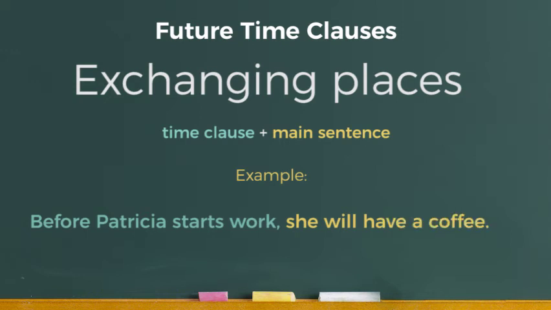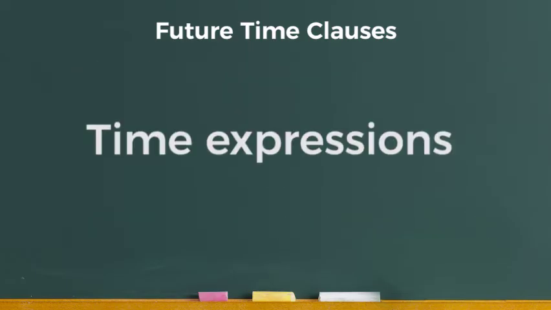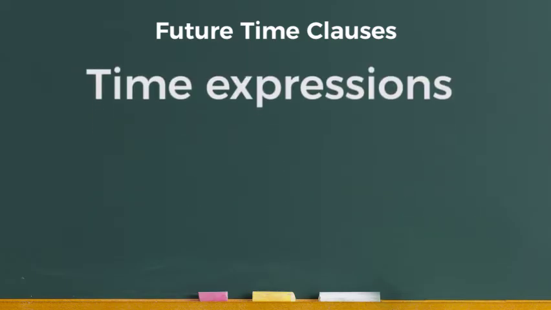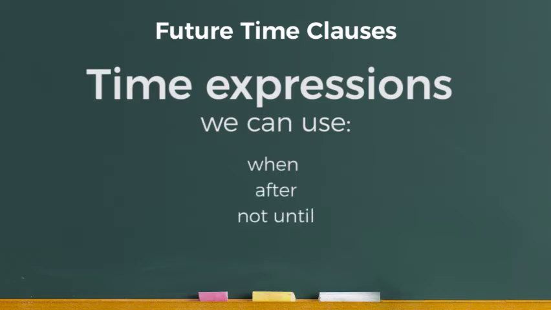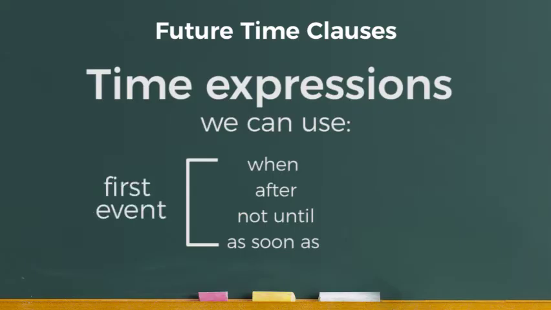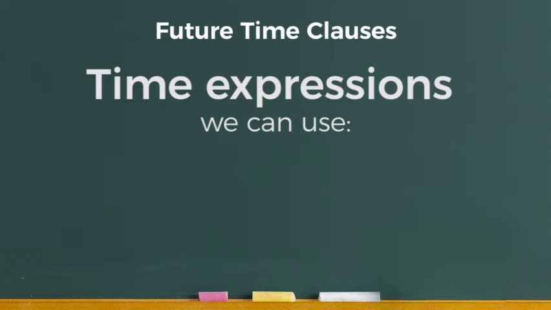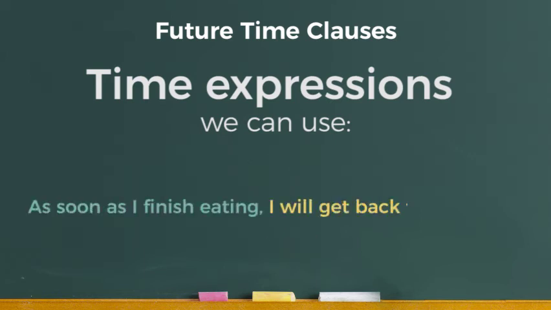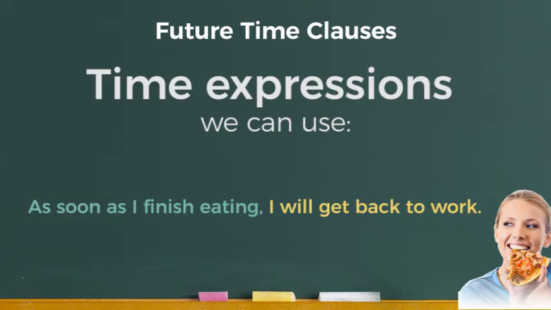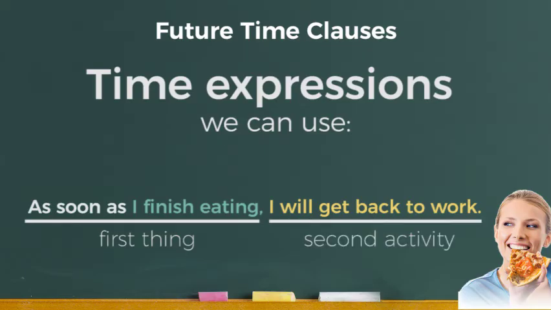Now, don't forget to separate the time clause from the main sentence with a comma when you write the time clause first. Okay, as I said before, we have to start the future time clause with a time expression. We will use when, after, not until, and as soon as to introduce the first event in the sentence. So, the example says, as soon as I finish eating, I will get back to work.